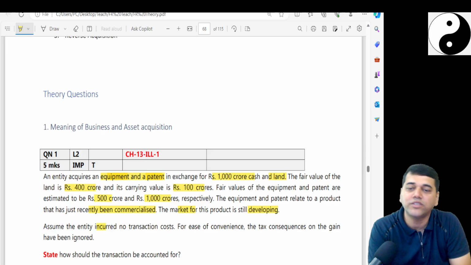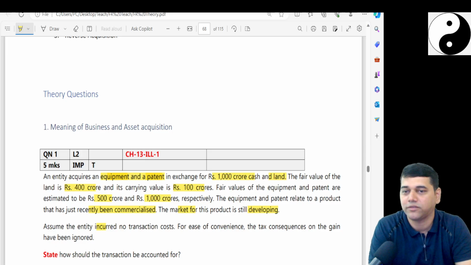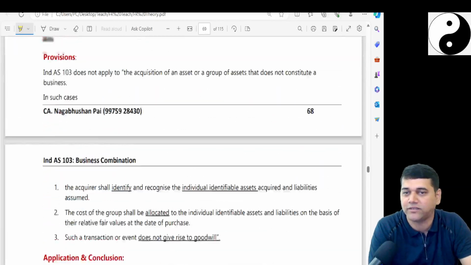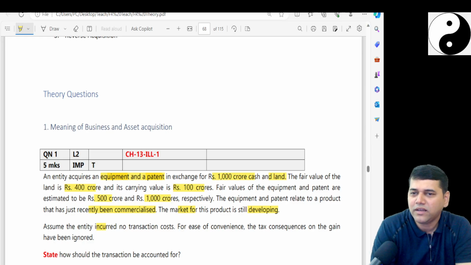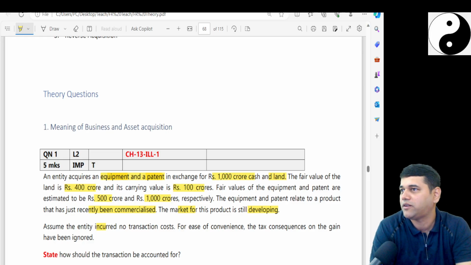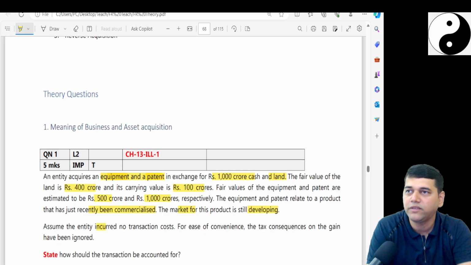Yes, state how this transaction should be accounted for. What journal entry do I need to pass? Okay, have I given the journal entry? Yes. You will say it's an asset acquisition, because there is nothing telling us that a business is acquired. There are certain conditions and rules for that, we will see what they are.